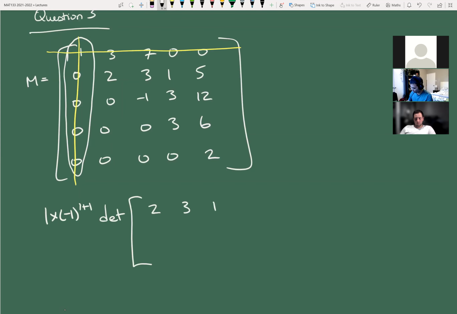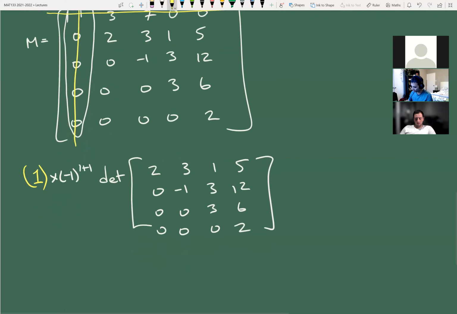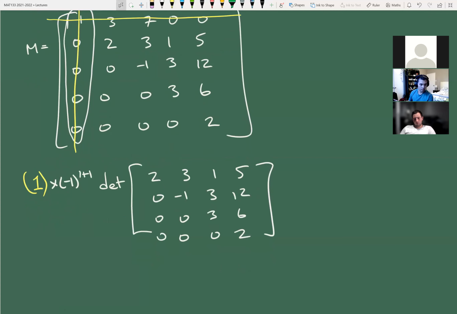2, 3, 1, 5, 0, negative 1, 3, 12, 0, 0, 3, 6, 0, 0, 0, 2. And actually, you know what? I'm going to keep track of the numbers. So the numbers that we multiply by, I'm just going to keep track of them. And everything else is 0.